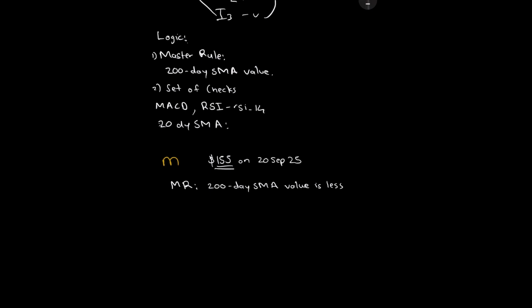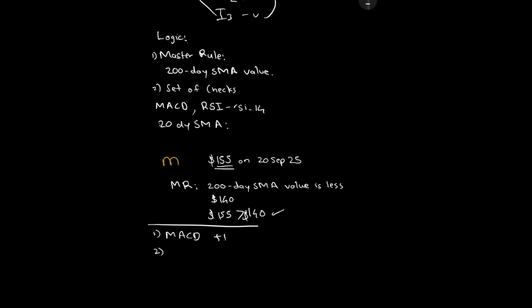Let's say the 200-day SMA value is 140. In this case, it is true: 155 is greater than 140. Now, if this is true, it moves on to the next part, which is the set of checks. The first check is for the MACD line, which is the momentum line. Over here, if the condition for the MACD value is also true, a score of +1 is assigned.